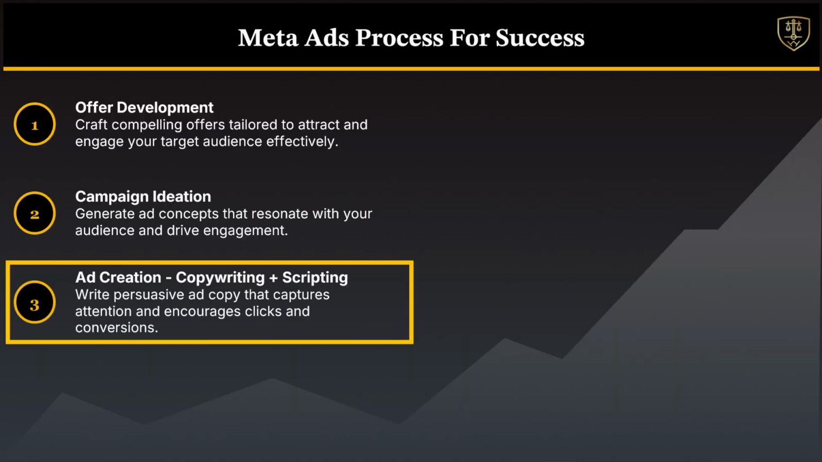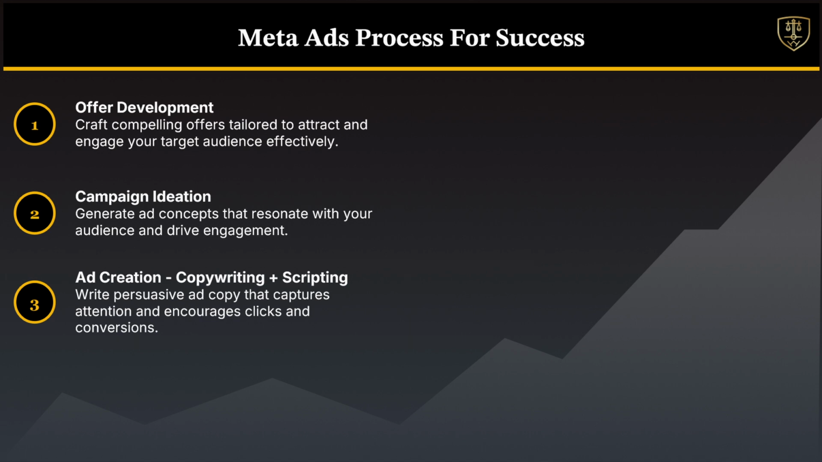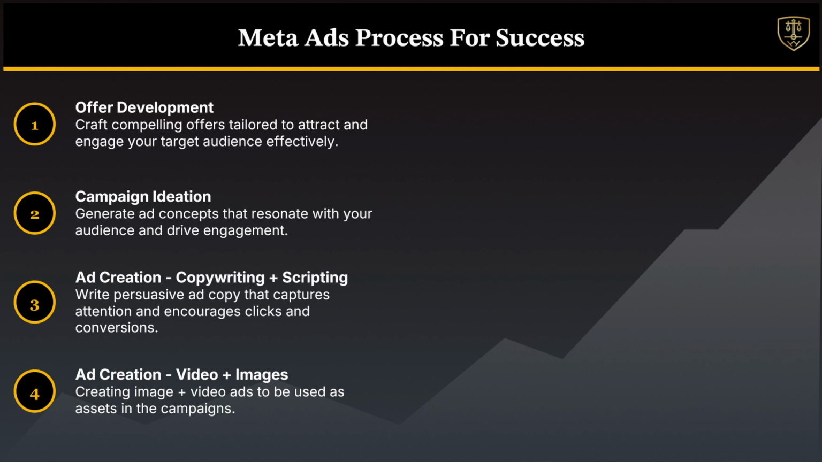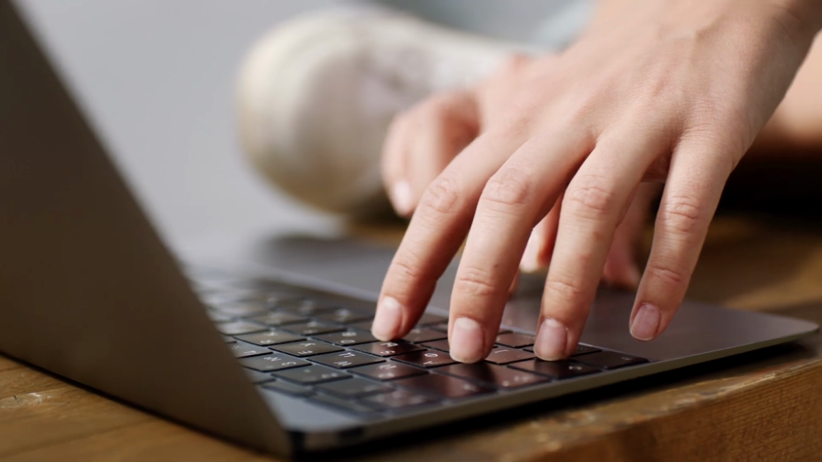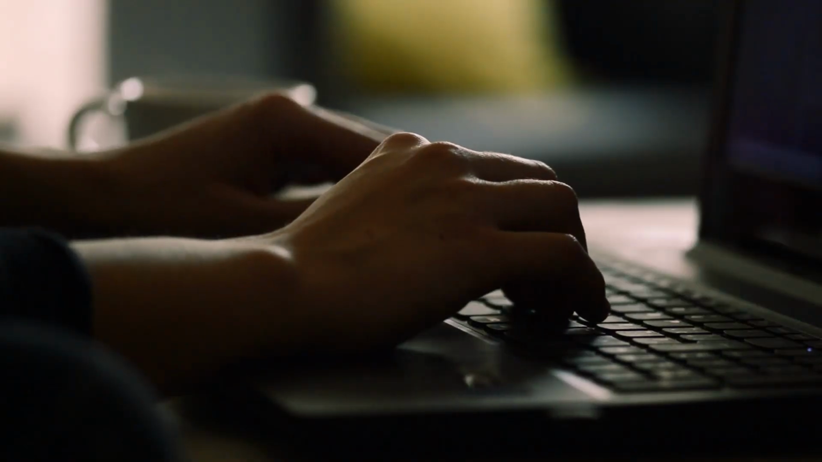Step three is going to be the ad creation, the copywriting, and the scripting. I have ad creation broken down into 2 steps here. I'll just fast forward to number 4 here too, so you can see how it breaks down. Once we've got the offer developed and the campaign ideated, now we're going to actually create the ad in 2 parts. One is going to be copywriting and scripting. I like to start with the actual writing of the ad. Copywriting means the text form, and then the scripting of the videos. We can do that in one fell swoop, if you will. We knock them both out together.